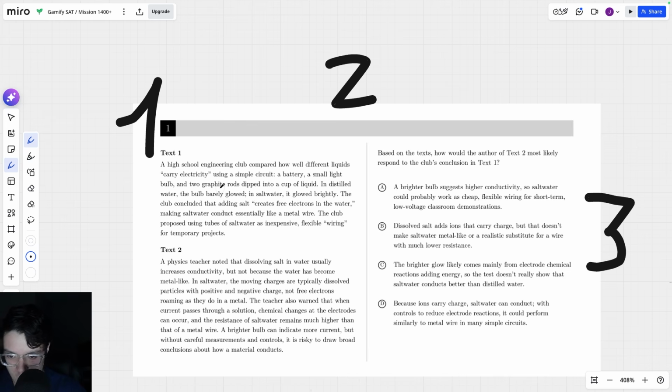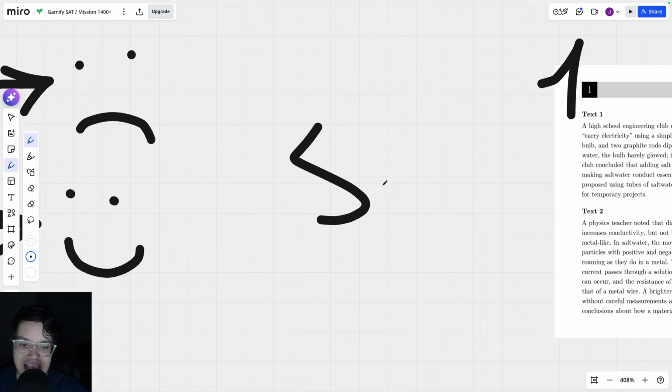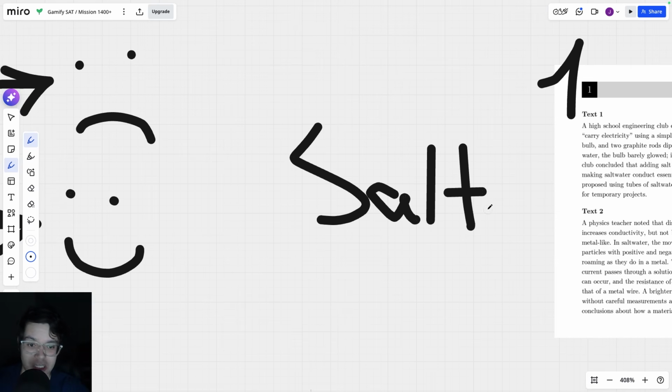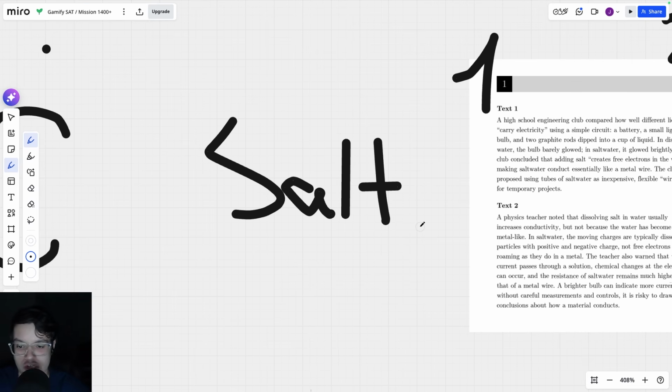So if you have distilled water, there's not really that much of an improvement. In salt water, though, it really does improve it. It makes it glow very bright. The club concluded that adding salt creates free electrons in the water, making salt water conduct essentially like a metal wire. So if you know chemistry, or even if you don't, you can just know that you have this thing, salt, and that may have the potential to make it so more electricity can pass through them because salt has electrical properties or something like that.